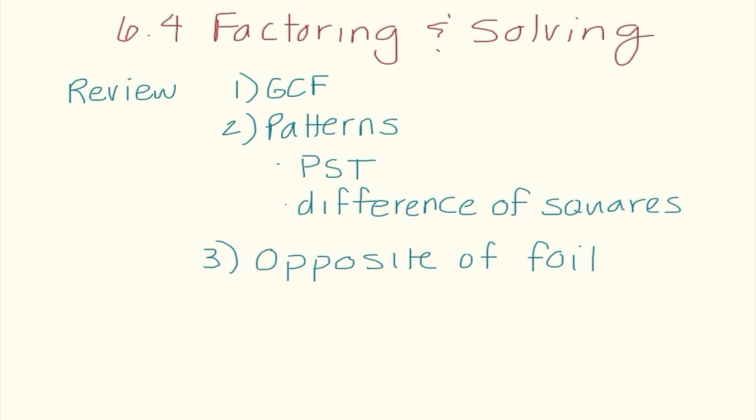And the first thing that we always looked for was a GCF. Secondly, we looked for patterns. And the two patterns we learned were perfect square trinomials and difference of squares. And then lastly, we talked about opposite of FOIL. And if you guys need more help on those concepts, please watch the previous video that is just on factoring quadratics.